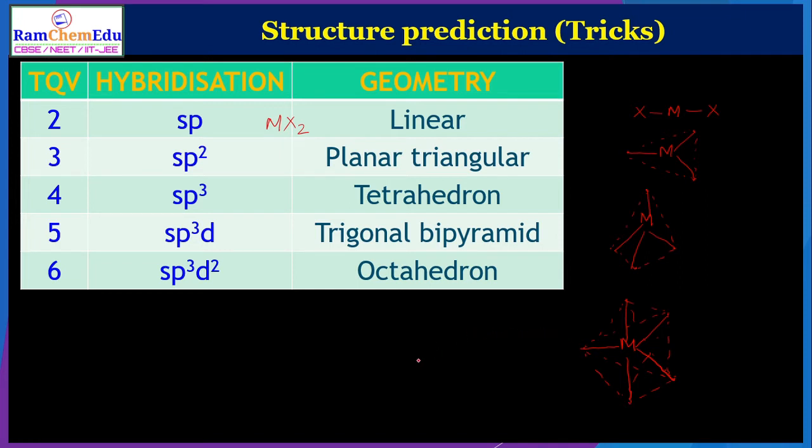And for octahedron, you can take this central atom and put 4 points in the plane, and one at the bottom and the other at the top. So I can put the bonds now. So this is the octahedral geometry. You can join with this dotted line. So this is the octahedral geometry. So these are all the standard geometries. Based on that, we can predict the structure.